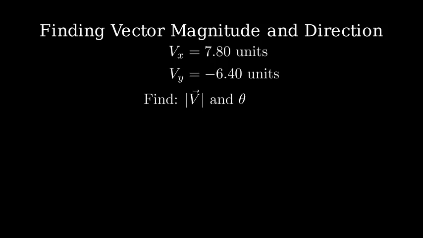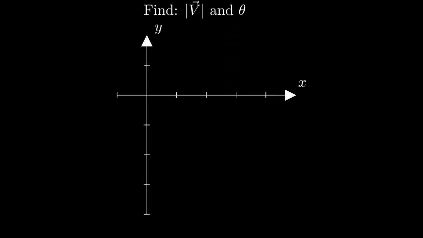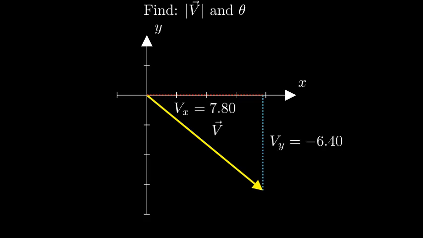Let's start by drawing this vector on a coordinate system. Here are our x and y axes. Now we can plot our vector starting at the origin. The x component is 7.80 units to the right, and the y component is 6.40 units down.